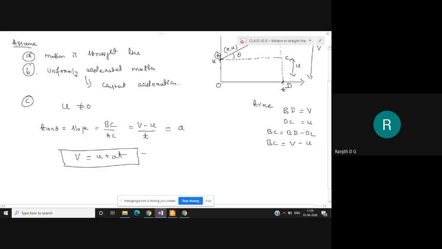That means this equation gives you the relation between time and velocity. If you know time and velocity, then you can find the acceleration. If you know the acceleration and time, you can find out the velocity. This is the first equation of motion. So I derived the first equation of motion.